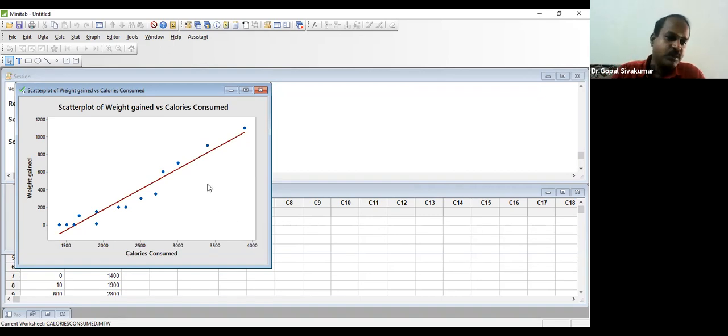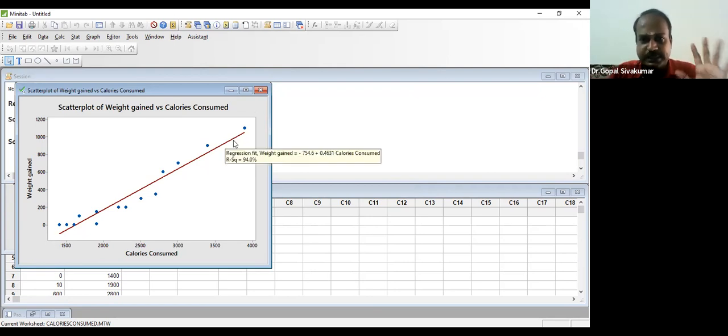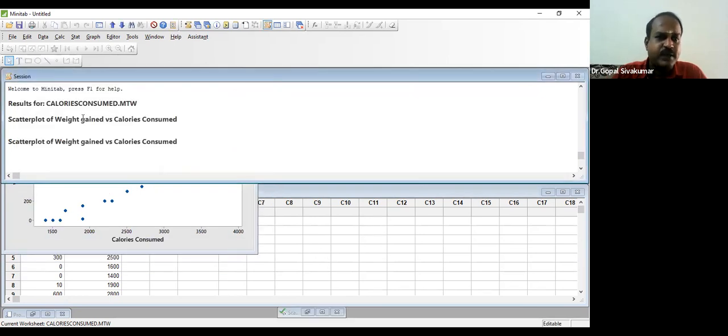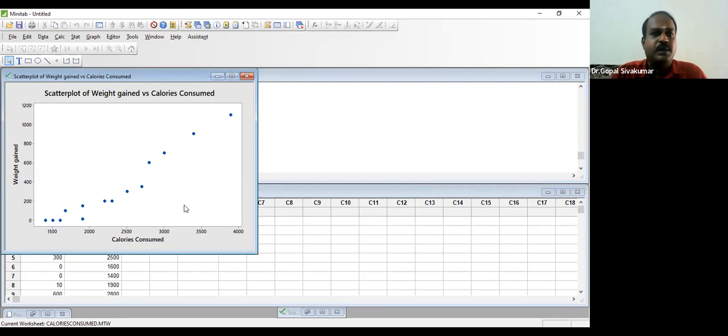But understanding about this particular line, the subject is called regression. But now this is only telling you that the relationship is linear. And now let us minimize this graph. And this area is called session window. When you do any statistical analysis, the statistical report will come in the session window. Graphs will pop up in this manner.